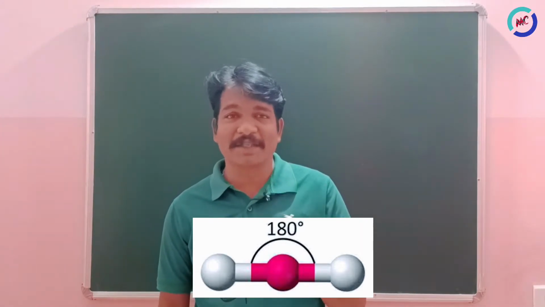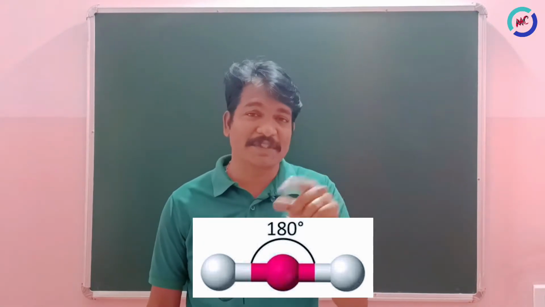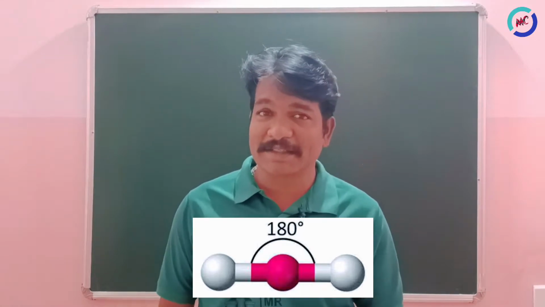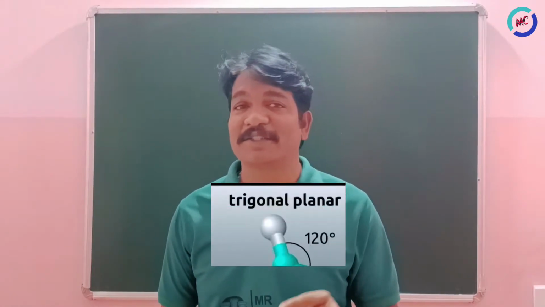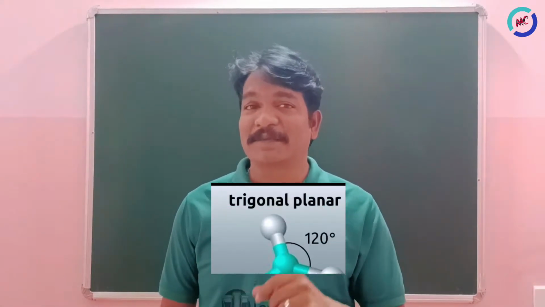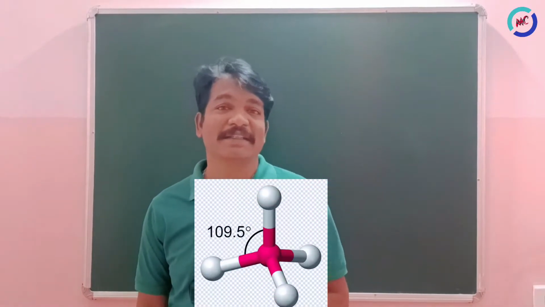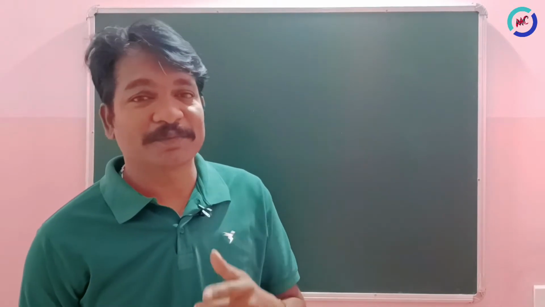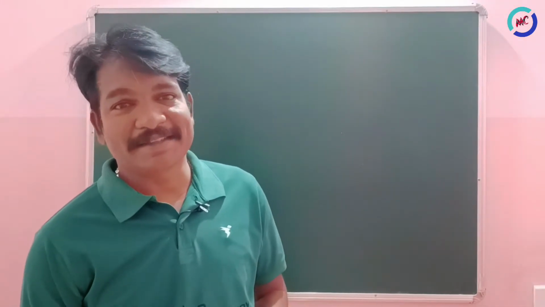The bond angle is nothing but the angle between the two side atoms with respect to the central atom. In the case of linear, it is 180 degrees, in the case of trigonal planar it is 120 degrees, and in the case of tetrahedral it is 109 degrees 28 minutes. Now we will calculate a few on these bond angles. Let us start with the first one.